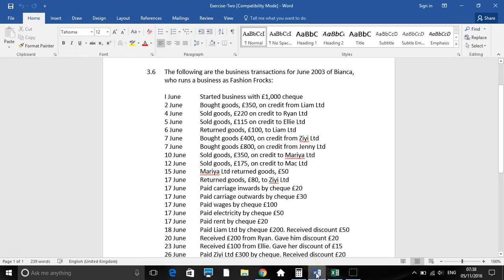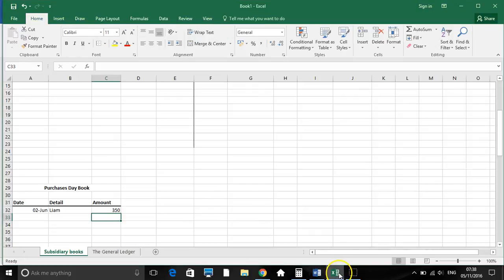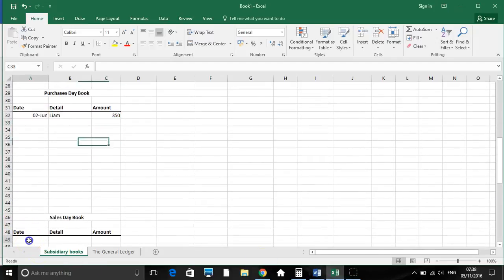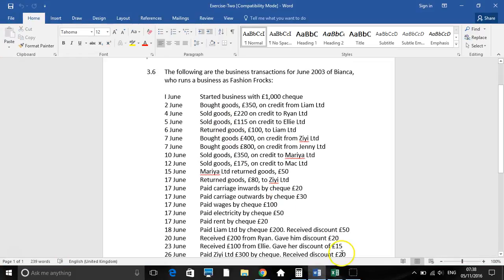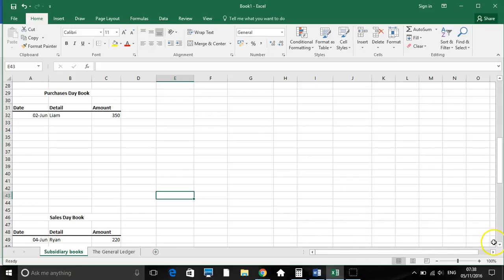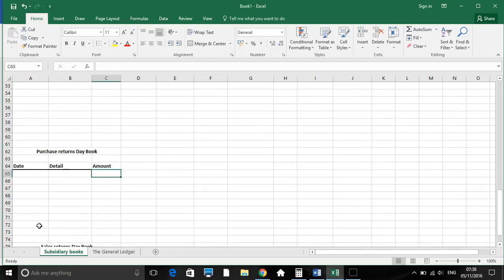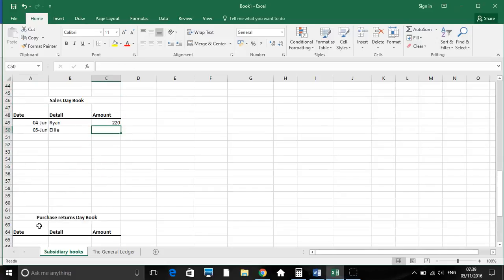Let's look at the next thing that happened. You sold goods on credit to Ryan. So we go to the sales day book. These are all subsidiary books. So we sold goods on the 4th of June to Ryan on credit for 220. And that's in there. Let's go to the next one. On the 5th of June, we sold some more goods, 115 to Ellie. 115. Let's look at the next thing.